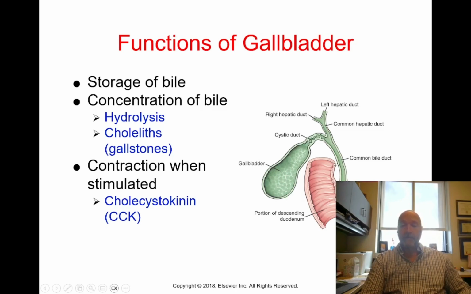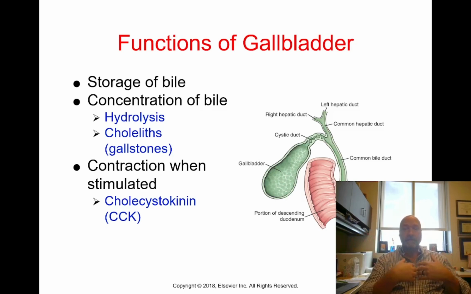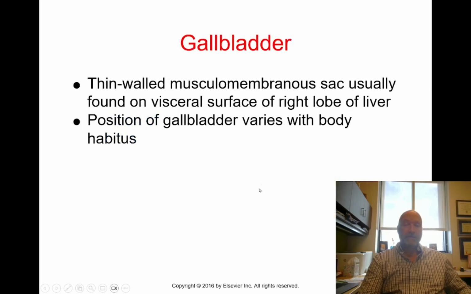So this is the C loop of the duodenum. What we have up here is the right and left hepatic ducts, and just above those it'll split, almost like the bronchial tree in the lungs. They just go everywhere. And we'll see that here in a bit too. So not a whole lot else about the gallbladder. It's just a sac, and it's usually found on the visceral surface of the right lobe of the liver.